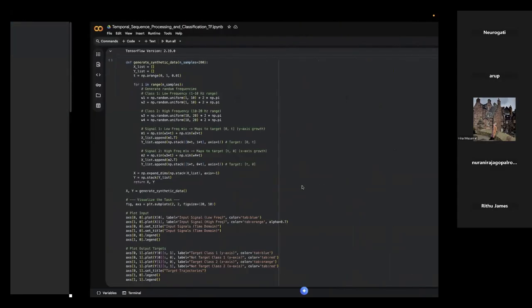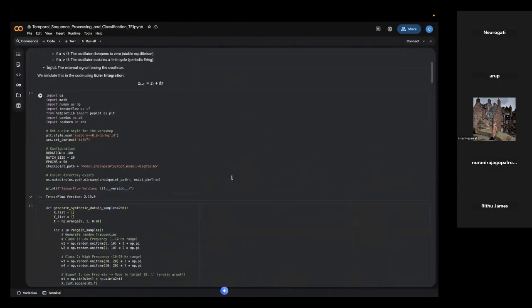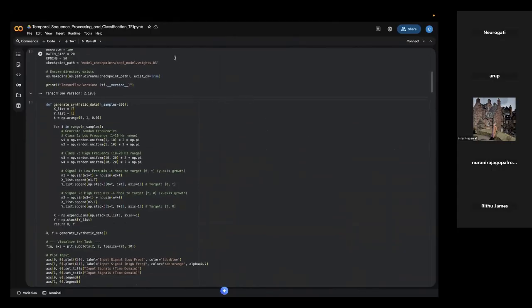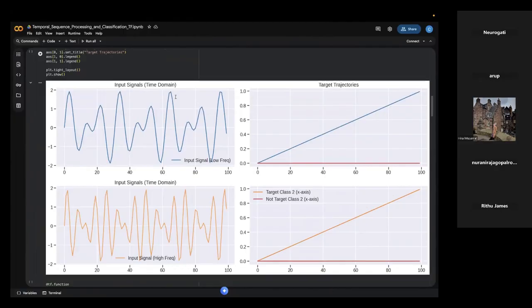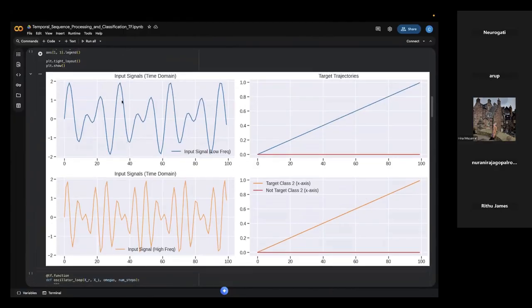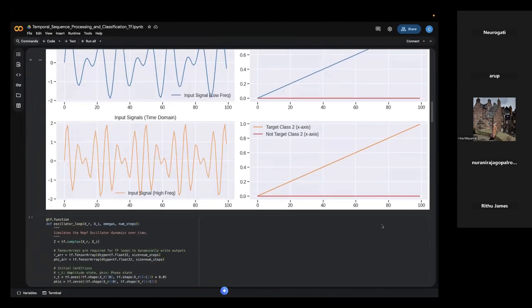So let's look at the code. Again, the first cell is some libraries and everything. The second is generating the data set, and this is just showing the data set. Again, there's a faster frequency and a slower frequency. For the slower frequency, the blue label should be high, and for the faster frequency, the orange label should be high.